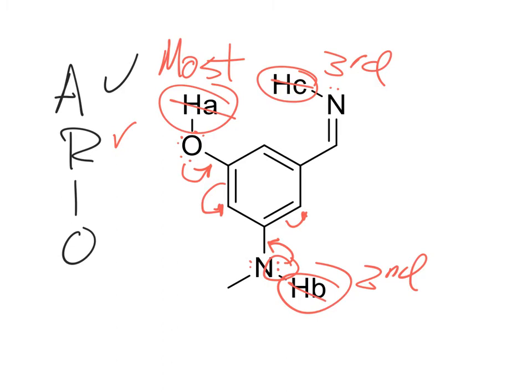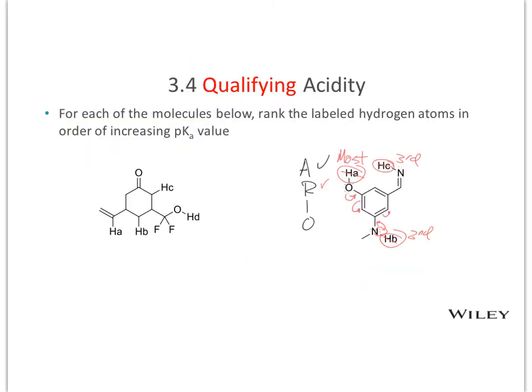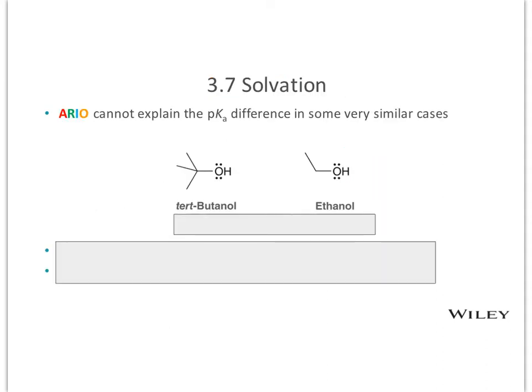All right, so that's enough with taking a look at relative acidities within the same molecule. Let's go ahead and talk about another effect that comes into play when we look at the stability of conjugate bases. So ARIO does a pretty good job of explaining some of the qualitative aspects that go into determining acidity, but it can't explain everything. For example, in this case, I have tertiary butanol and I have ethanol. If I think about the components of ARIO, the atom is the same, oxygen in both cases. The resonance effect is the same, namely, neither of these conjugate bases could do resonance.